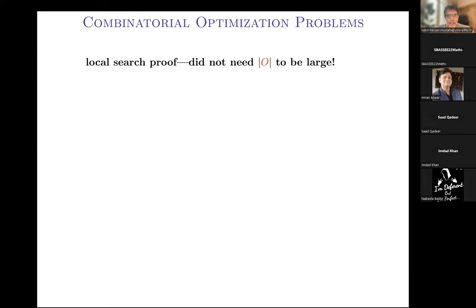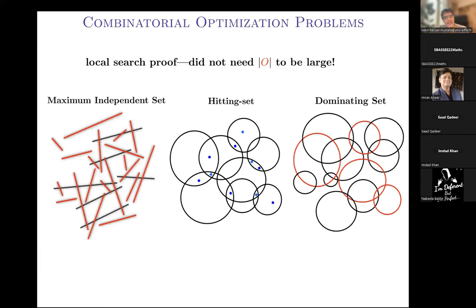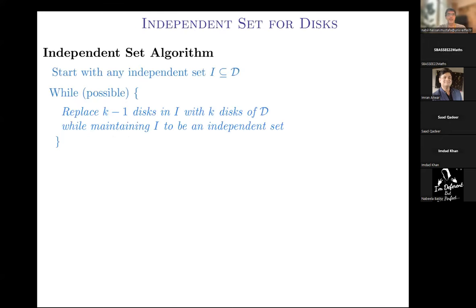All right. Now, the key thing is that in all that we did now for planar graphs, we did not need the fact that the optimal was large. So that's the key point, which means now that we can go back and solve the problem for disks. So here's the algorithm for disks. The same local search algorithm. You replace k minus 1 with k.